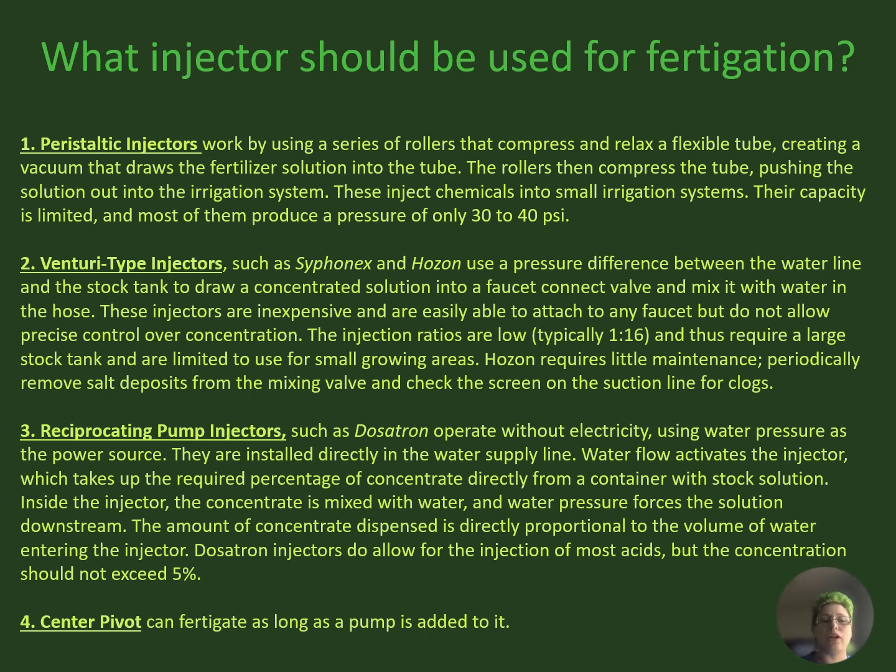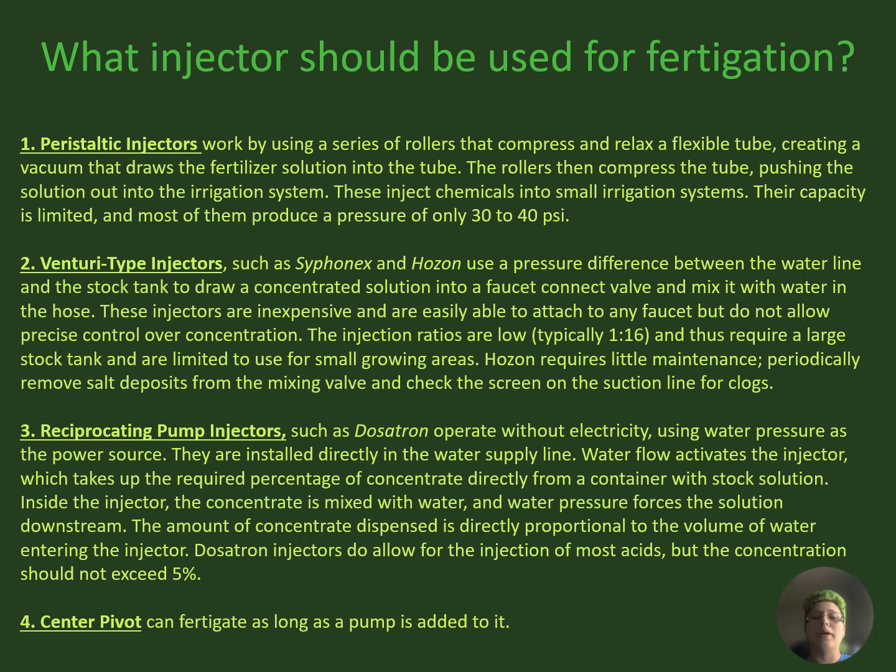Now, the second type of injector is called the Venturi type injectors, such as Siphonex and Hozon, which use a pressure difference between the water line and the stock tank to draw a concentrated solution into a faucet connect valve and mix it with water in the hose. These injectors are inexpensive and are easily able to attach to any faucet but do not allow precise control over concentration. The injection ratios are low, typically 1 to 16, and thus require a large stock tank and are limited to use for small growing areas.